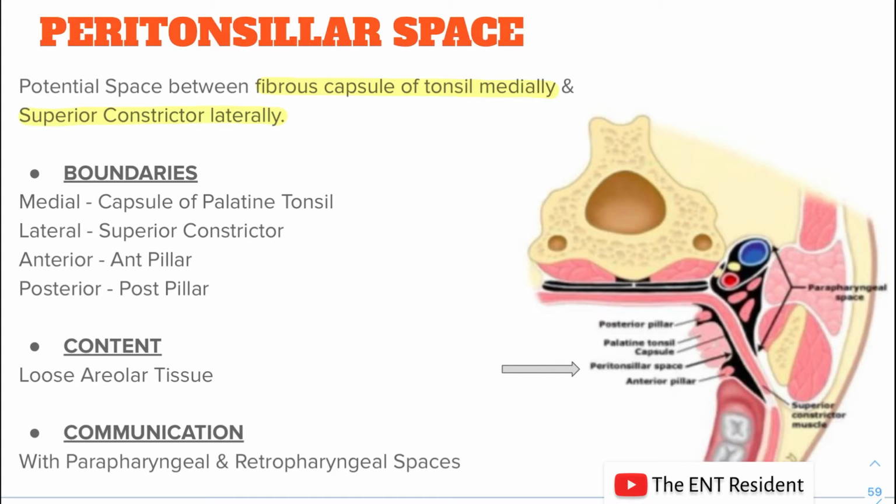So the boundaries are: medially it is bounded by the capsule of the palatine tonsil, laterally by the superior constrictor muscle, which is right over here. This is the superior constrictor muscle, the capsule of the tonsil medially, anteriorly by the anterior pillar and posteriorly by the posterior pillar. It contains loose areolar tissue and it communicates with the parapharyngeal and retropharyngeal spaces.